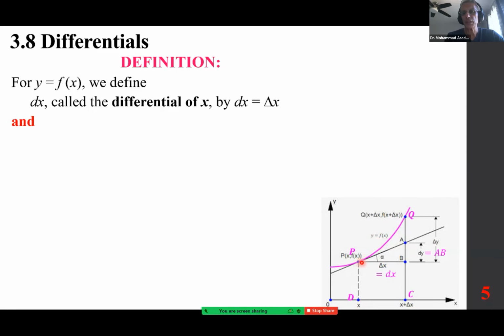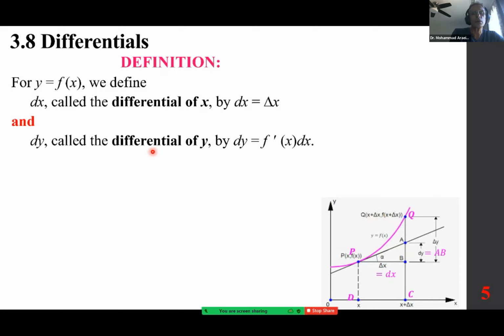We pick a point P and it has coordinates x and f of x. And if we move to the right by a little bit, delta x, this distance along the x-axis is delta x, identical to dx. And it gives us a new point Q with coordinates x plus delta x and f of x plus delta x.